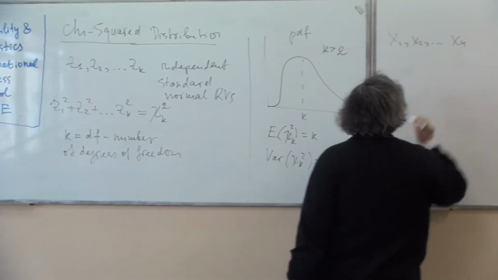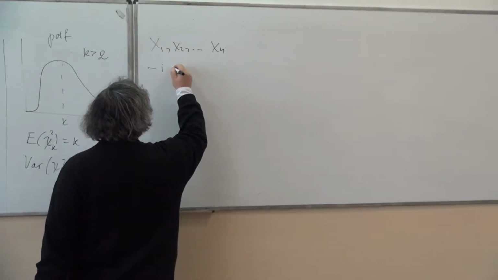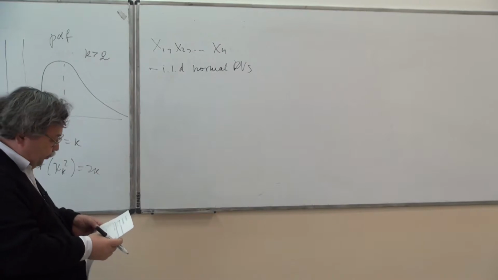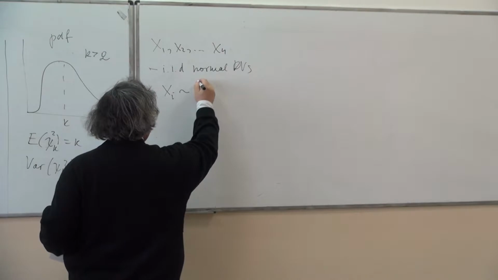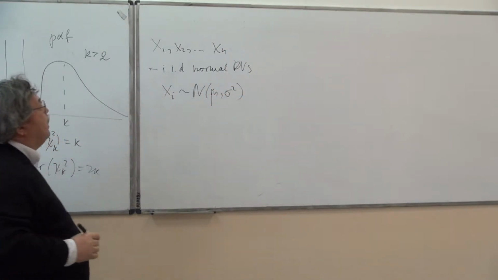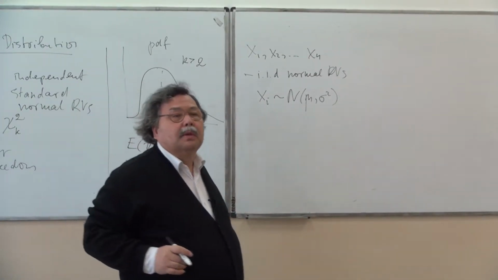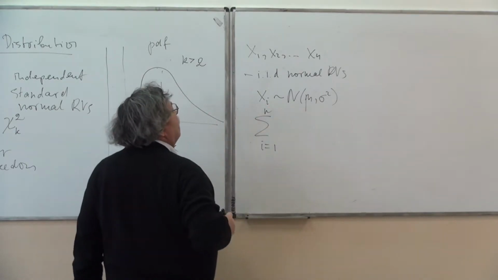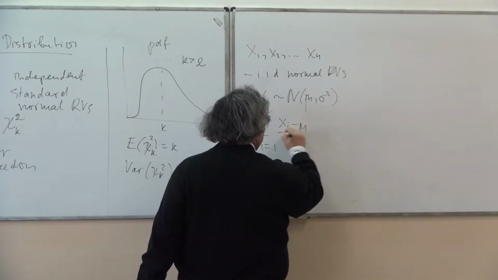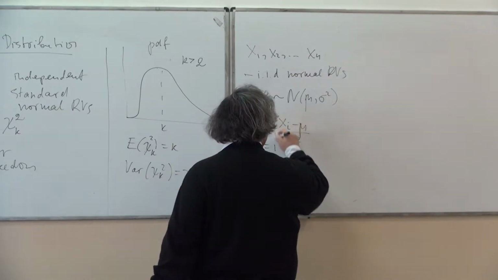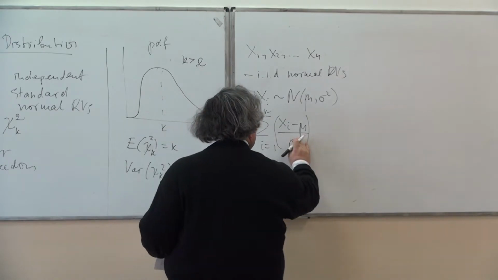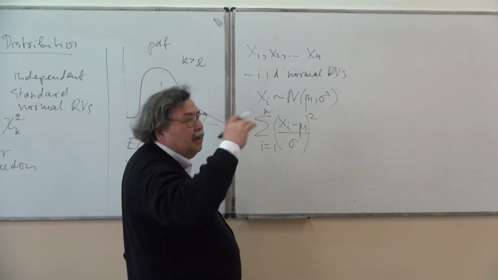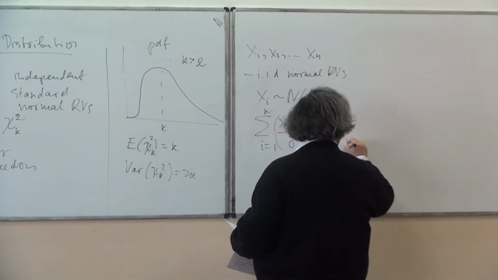Suppose x1, x2 up to xn are independent, identically distributed normal random variables. So each of these is a normal random variable with some value of mu and some value of sigma squared. Then the sum of (xi minus mu) divided by sigma, and the whole thing squared, is chi-squared.